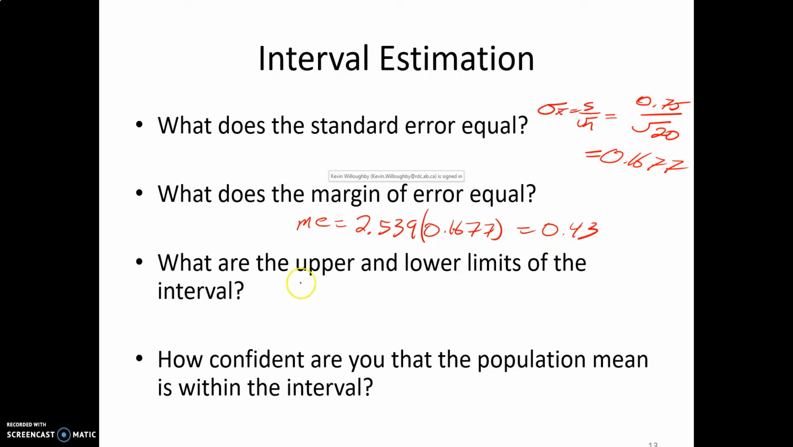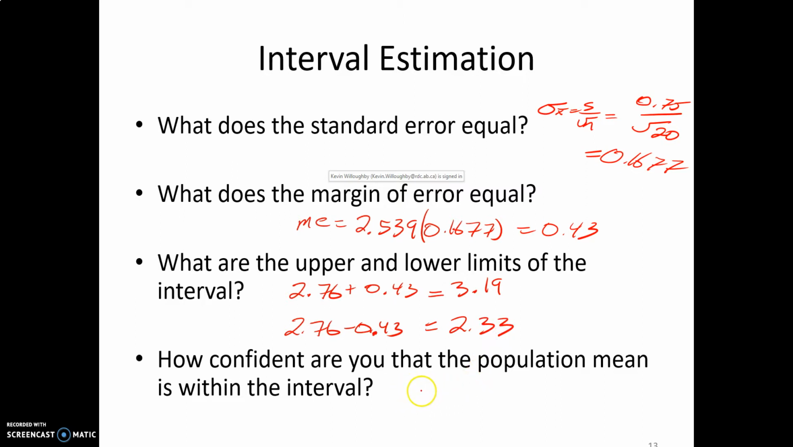The upper limit of the confidence interval is 2.76 plus 0.43, and the lower limit is 2.76 minus 0.43, so the upper limit would equal 3.19. The lower limit would equal 2.33.